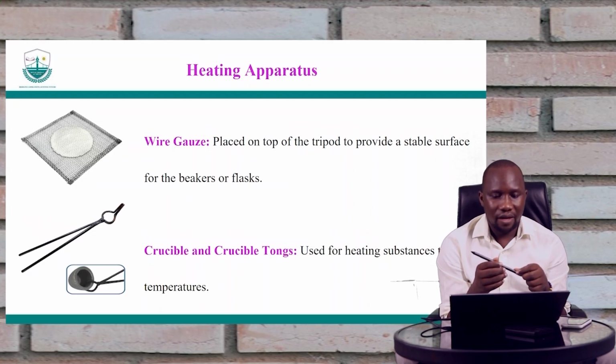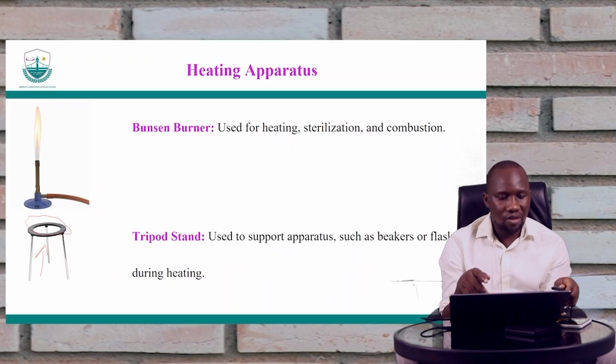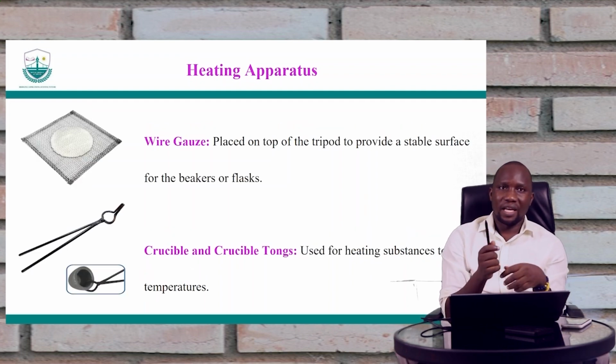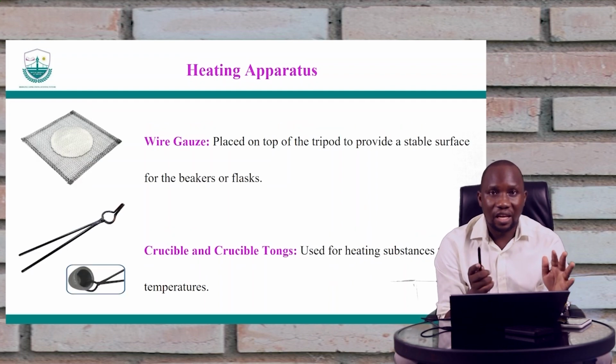And then the wire gauze, you place it on top of the tripod stand. The beaker may not fit here properly, so you put the wire gauze there, and then you can put your beaker or any other flask that you're going to use for heating.